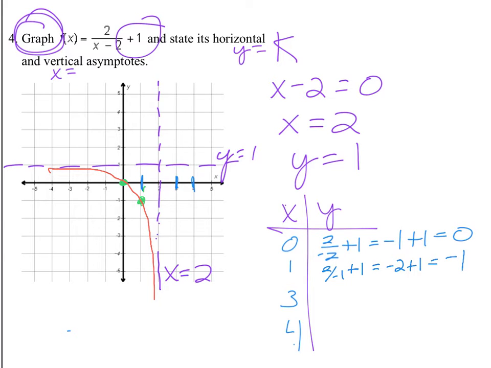All right, now I'm going to find the 2 points on the other side of the x-asymptote. If I plug in a 3, I get 3 minus 2 is a 1. So I have a 2 over 1 plus 1, which is 2 plus 1, or 3. So I go through 3, 3. Right there. Now if I plug in a 4, 4 minus 2 is 2. I end up with 2 over 2 plus 1, which is 1 plus 1, which is 2. Okay, so I also have this point.